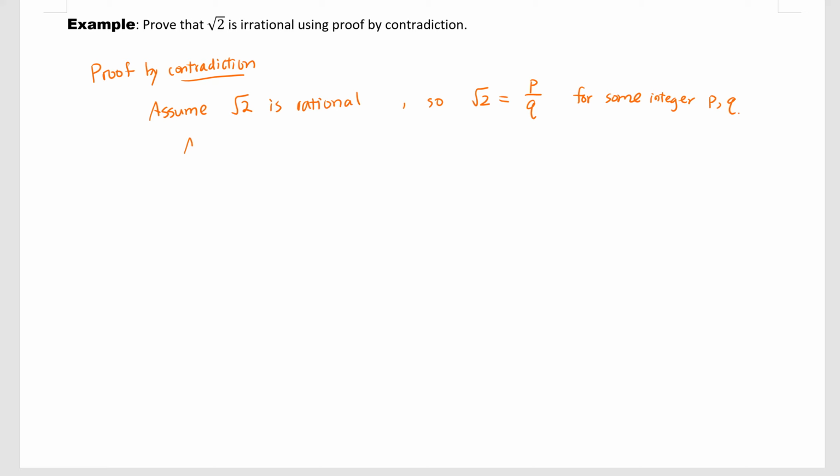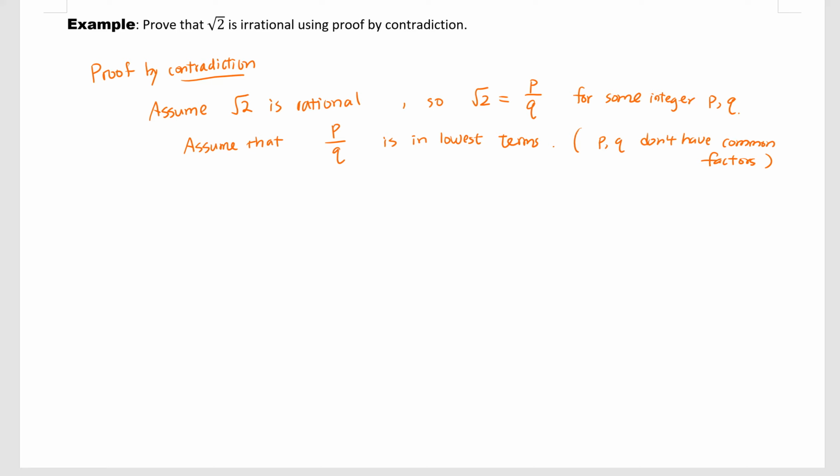Let's also assume that P over Q is in the lowest terms. That means P and Q don't have common factors. We can do that because if you see a common factor, you just cancel that common factor. So we have the lowest terms. Okay, so far so good, everybody.